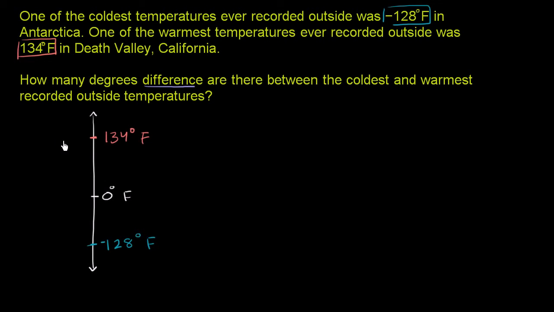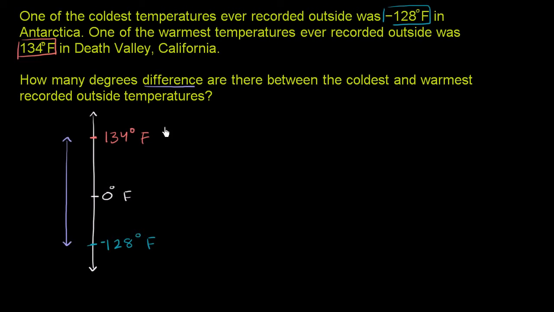they're essentially saying, what is this distance between the coldest and the warmest? And there's a couple of ways you could think about it. You could say, if I started at the coldest temperature and I wanted to go all the way up to the warmest, how much would I have to add? Or you could say, what's the difference between the coldest and the warmest?